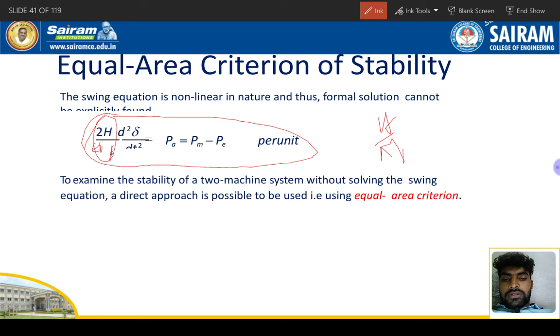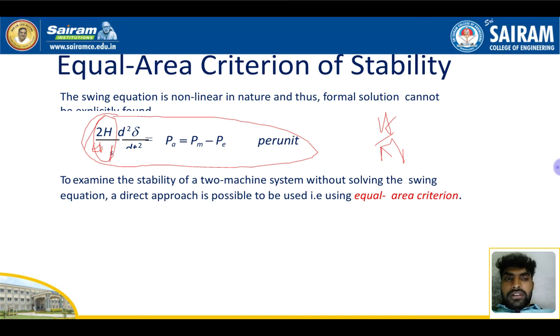To examine the stability of the two machine system without solving the swing equation, the direct approach is called equal area criteria. With the swing equation there are different steps involved in determining stability of the system, but equal area criteria is a direct approach. We use integration, integrating two areas and two parameters, and then we get the equal area criterion. So it's a concept.